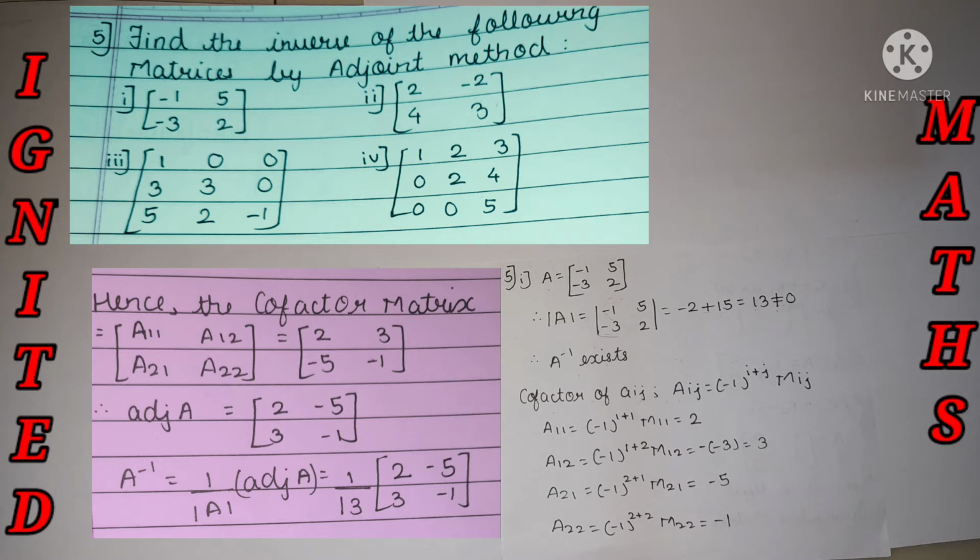And how do we find the adjoint? Just transpose: interchange the rows into columns and columns into rows. If we have interchanged, then the transpose of the matrix has come. That is nothing but the adjoint of the matrix.